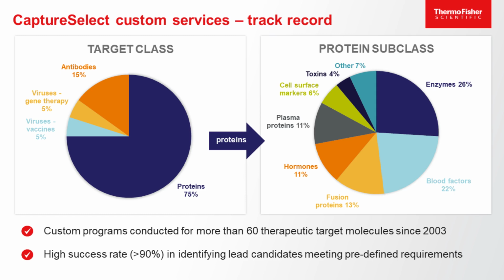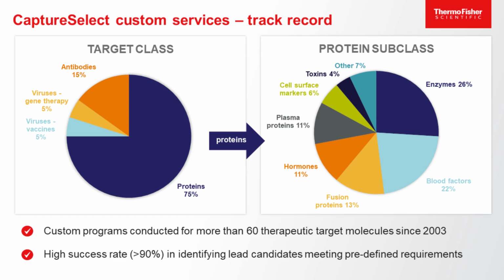So the track record we have in these types of products: on this slide you can see on the left-hand side the different target classes we've worked on. So we've worked on proteins predominantly in customs, so about 75% have been recombinant proteins, antibodies 15%, viruses, gene therapy about 5%, and viruses, vaccines around 5% as well. So really a full range of different target classes.